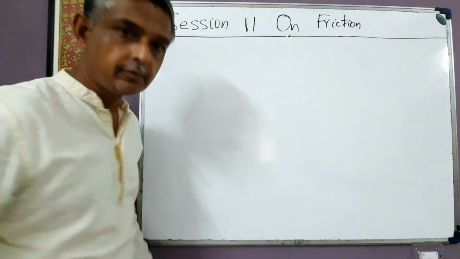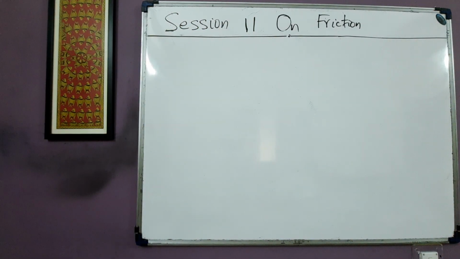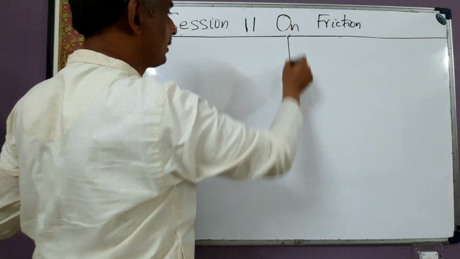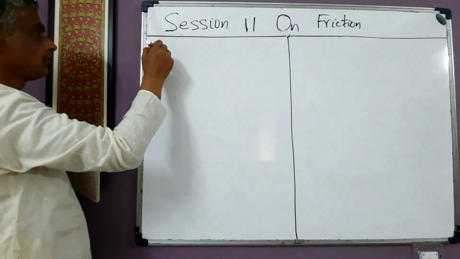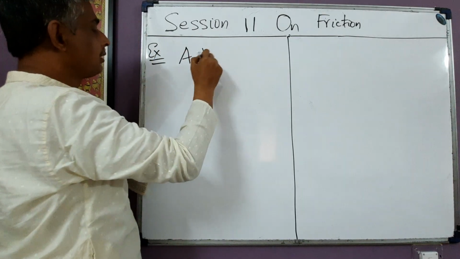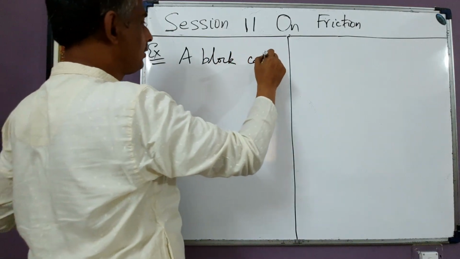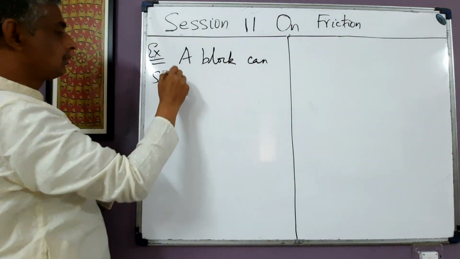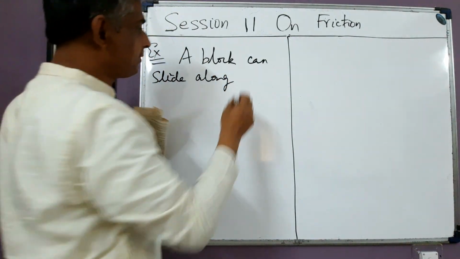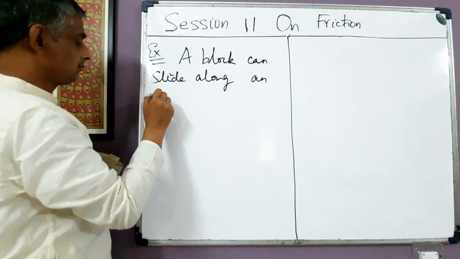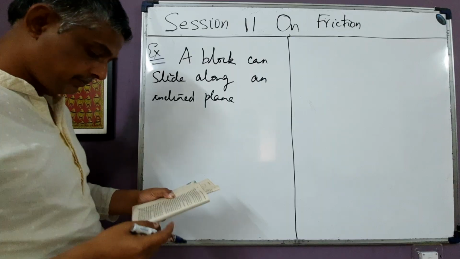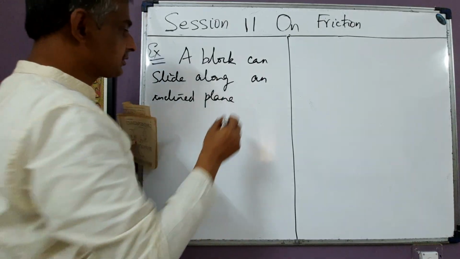First I'll write down the question. The question is this. A block can slide along an inclined plane in various directions.